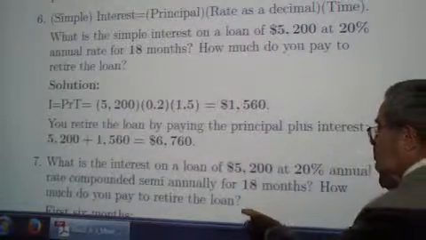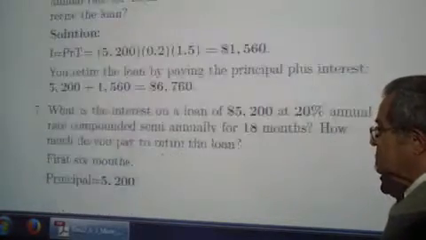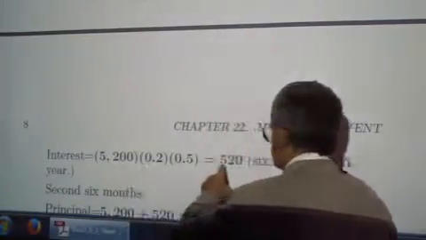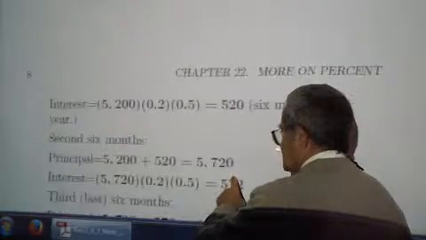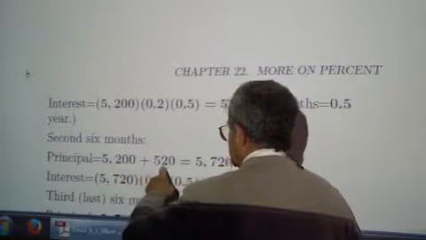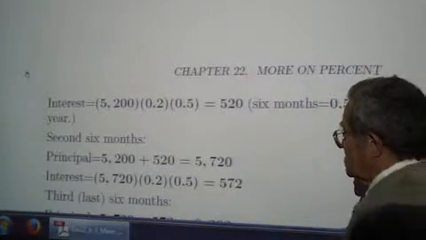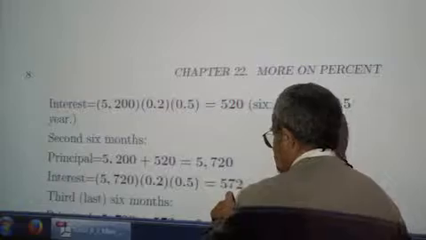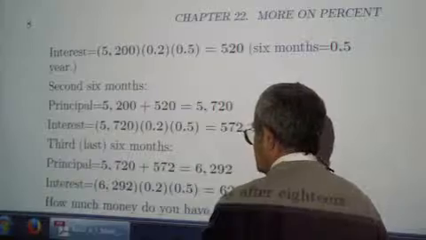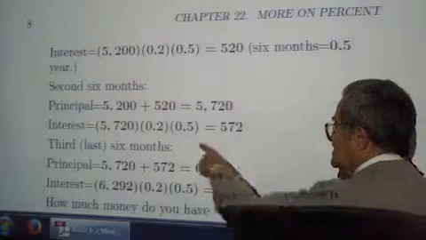A similar loan, but you compound it semi-annually. Okay? So there are 3 6-month periods. First year, principal 5,200, interest 520. So principal at the beginning of the second 6-month period, 5,200 plus 520, 5,720. Times 20% times half a year, which is $572, which is added to the previous 5,720 to give you 6,292. That's at the beginning of the last 6 months.